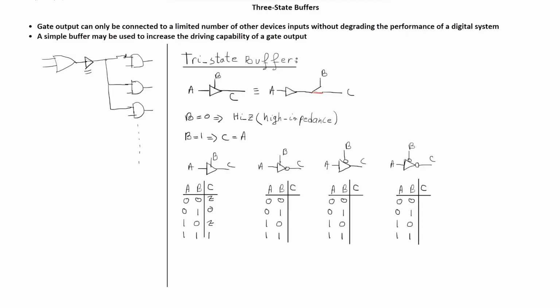Here we don't have a bubble on the B input, so it's the same idea. When B is 0, we have an open circuit, high impedance.